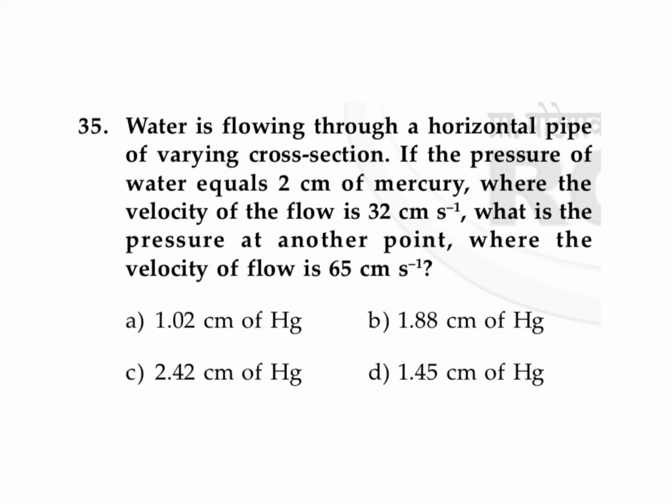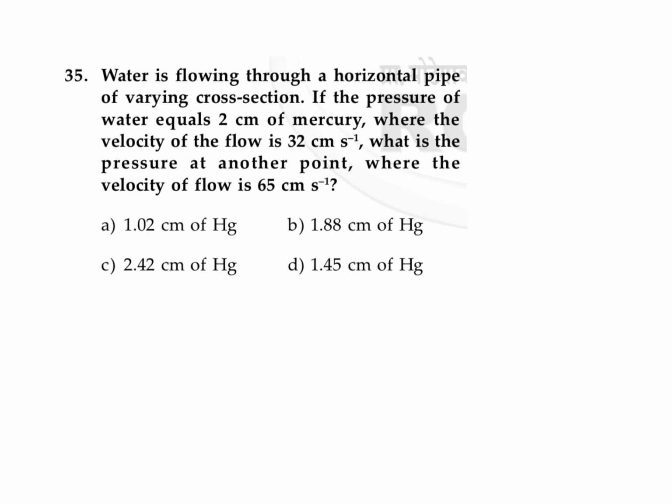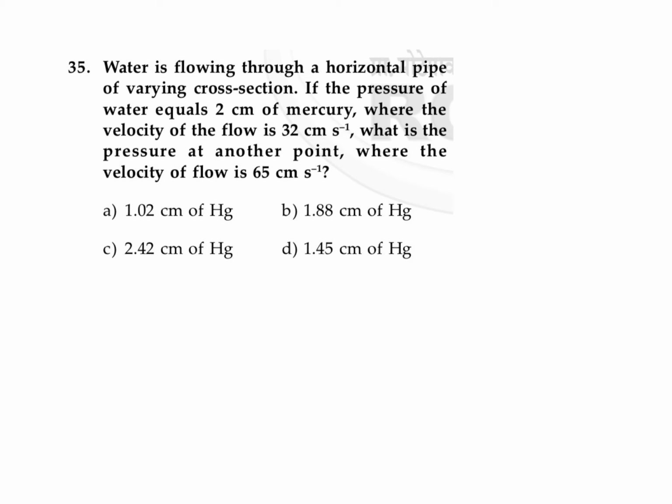In this question, it is given that water is flowing through a horizontal pipe of varying cross section. If the pressure of water equals 2 centimeter of mercury, where the velocity of flow is 32 centimeter per second, what is the pressure at another point where the velocity of flow is 65 centimeter per second?